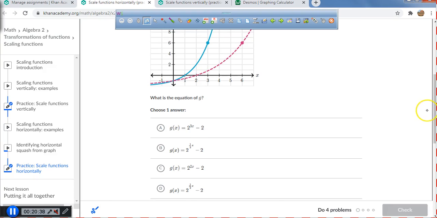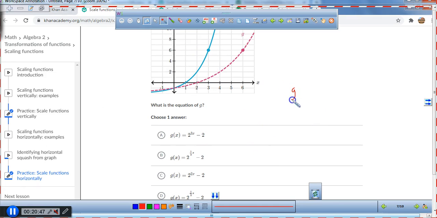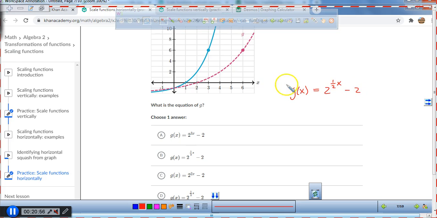So it's kind of hard to see here. See how that says a half right there? It's right next to the x. So our new function is going to be the original, but we're going to put it to the power of a half of x minus 2. Because, remember, this is our b value. And when b is less than 1 but greater than 0, we know we are going to have what's called a horizontal stretch.